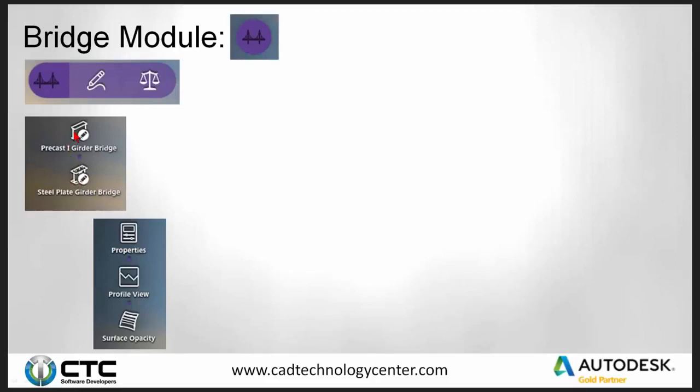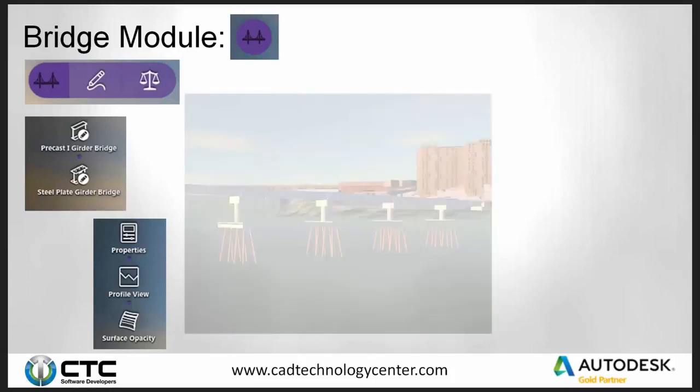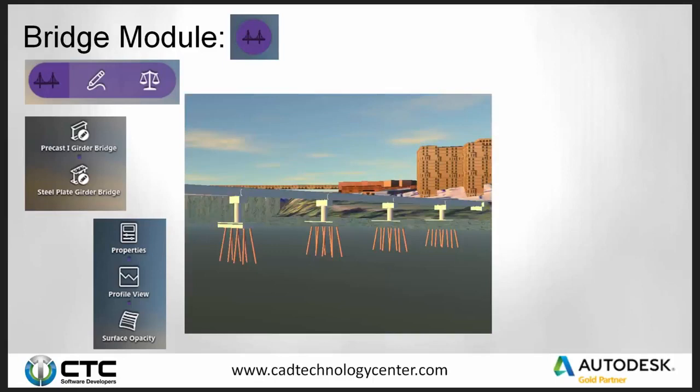I can't just click on precast girder bridge and then click over my river and have it build a bridge for me. I actually have to have a design road first and then add that bridge to the design road. But with your bridge, it'll actually create the piers, the columns, the abutments, and it'll actually show the piling underneath, and it'll calculate all that information for you.